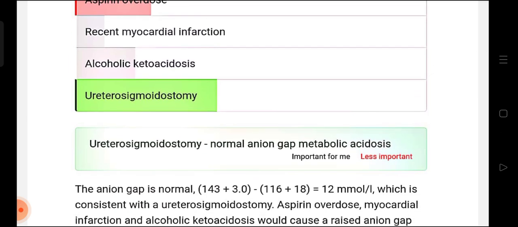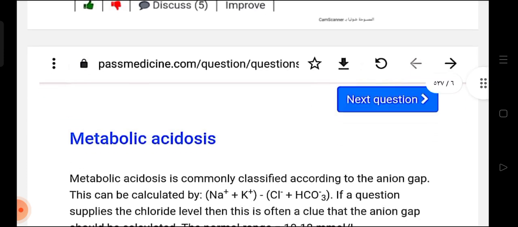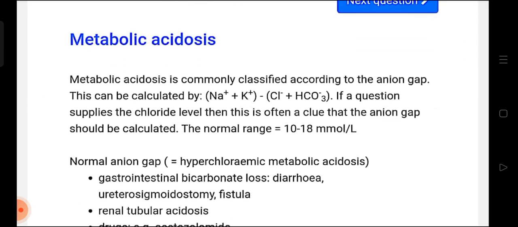So the correct answer is urethrosigmoidostomy according to the measured anion gap. Okay. We will talk about metabolic acidosis.